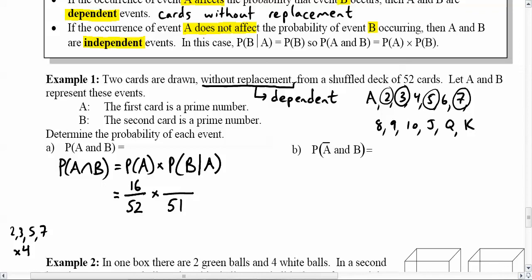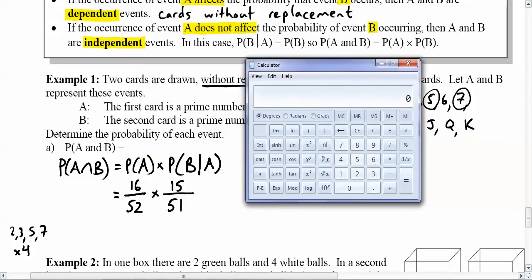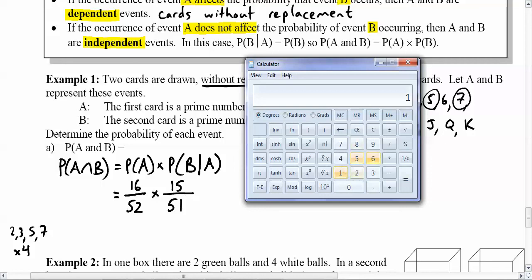Okay, because I know that event A happened. So I want to know what's the chance that I get a prime and then a prime. So I got a prime the first time, took it out. Now I only have 15 primes left out of the whole deck. And then we can calculate that probability.